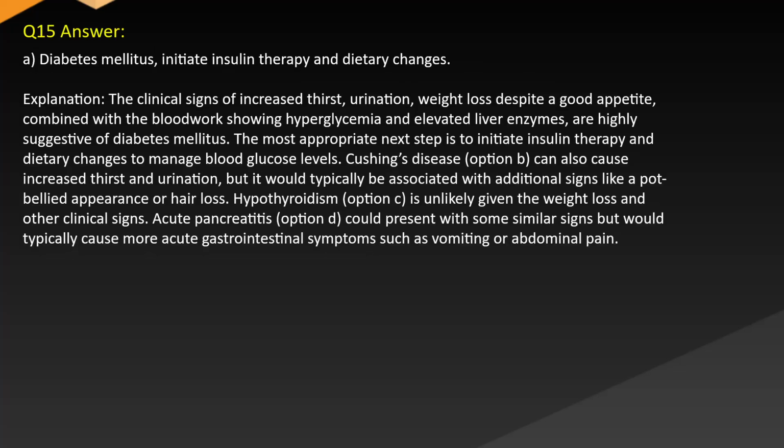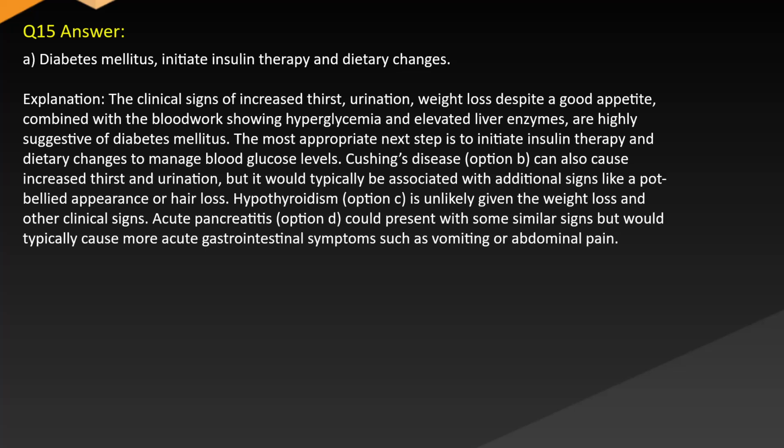Answer A. Diabetes mellitus. Initiate insulin therapy and dietary changes. Explanation: the clinical signs of increased thirst, urination, weight loss despite a good appetite combined with the blood work showing hypoglycemia and elevated liver enzymes are highly suggestive of diabetes mellitus. The most appropriate next step is to initiate insulin therapy and dietary changes to manage blood glucose levels.